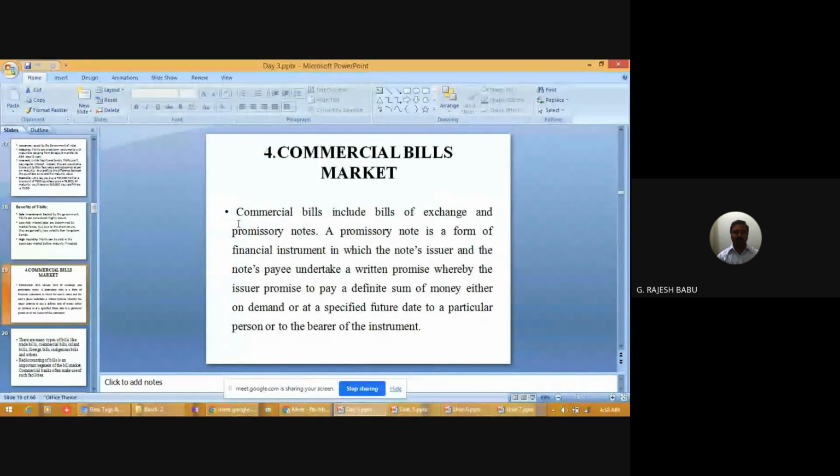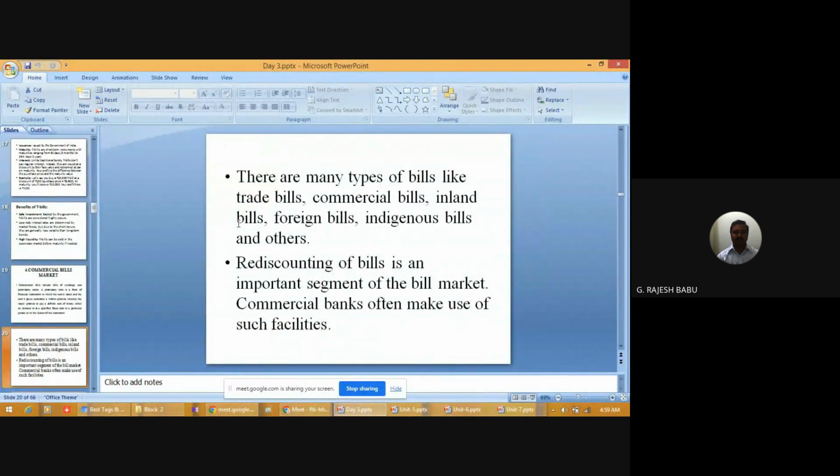Next, move on to the commercial bill market. Commercial bills include bills of exchange and promissory notes. A promissory note is a financial instrument in which the note issuer and the note payee undertake a written promise whereby the issuer promises to pay a definite sum of money either on demand or at a specified future date to a particular person or bearer of the instrument. The commercial bill originates due to an original trade transaction. There are many types of bills like trade bill, commercial bill, inland bill, foreign bill, indigenous bill, etc.